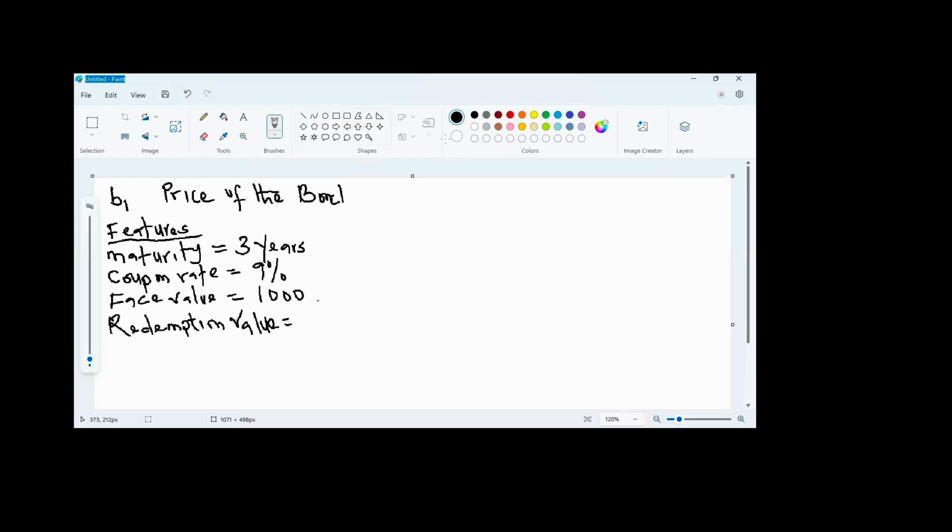Now, please note, where the redemption value is not stated, you are going to assume that the bond will be redeemed at par value. The par value is the face value, 1,000. We have itemized the characteristics of this bond.